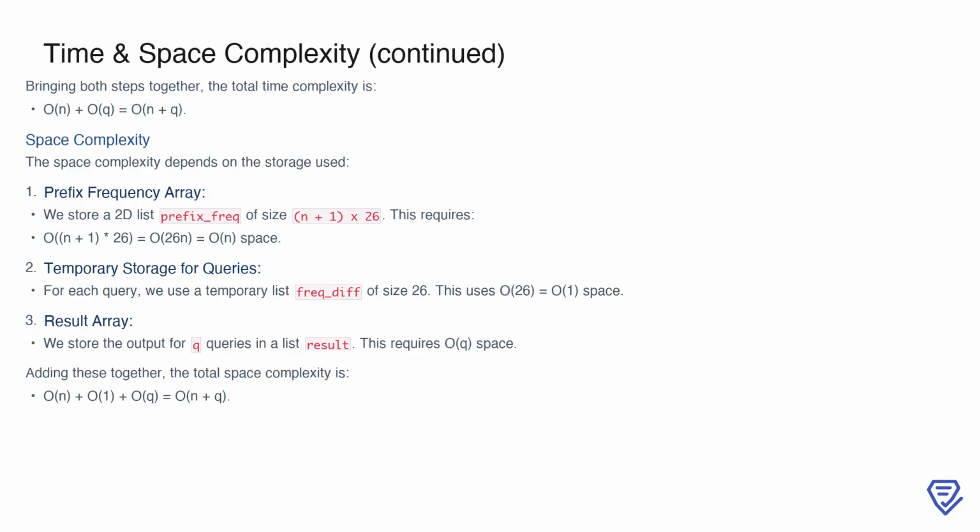Now, looking at the space complexity, the largest contributor is the prefix frequency array. This array has dimensions (n plus 1) x 26, which means it requires O(26n) space, or simply O(n). For query processing, we use a temporary list to store the frequency differences, which is of size 26, adding O(1) space. Finally, we store the results of all q queries in a list, requiring O(q) space. Summing these contributions, the total space complexity is O(n) for the prefix array, O(1) for temporary storage, and O(q) for the result array, giving us an overall space complexity of O(n plus q).